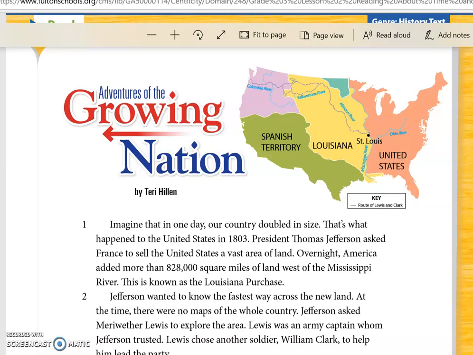Today you will read a history text about how the United States doubled in size. First, you'll read to understand what the author says. Then, you'll reread to look for details about the relationships among the important events in the text. Our text title today is Adventures of the Growing Nation by Terry Hillen.